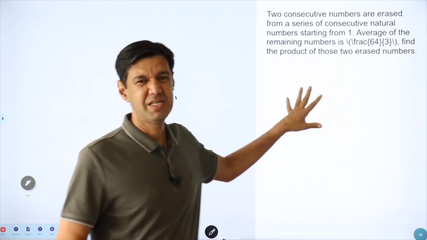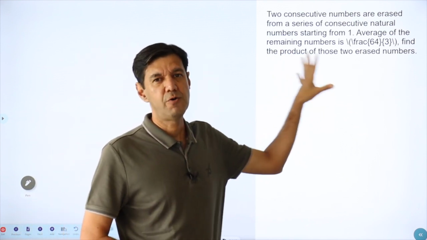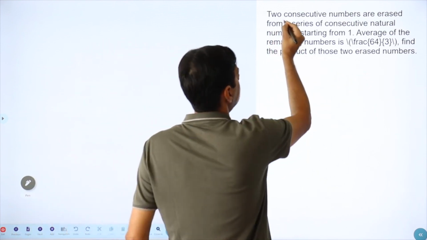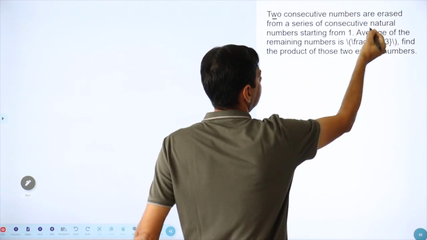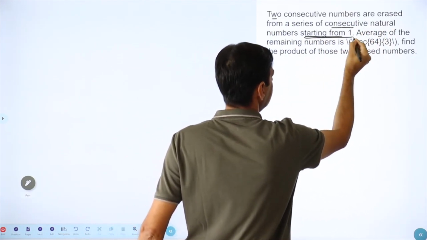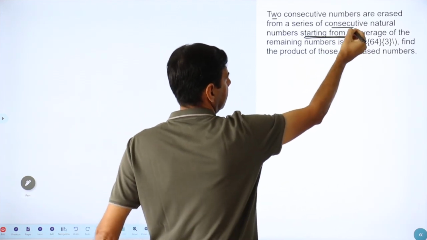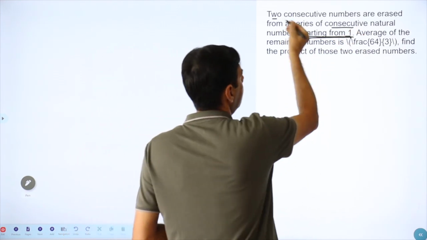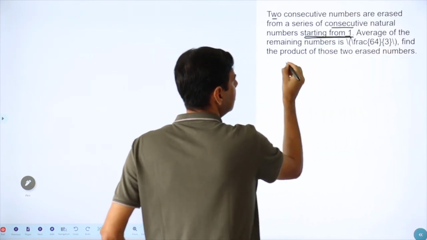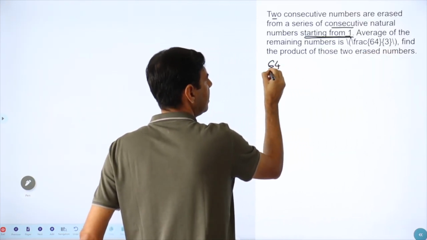This by now should be a standard question. However, students don't get used to it. So we have it here again. Two consecutive numbers are erased from consecutive natural numbers starting from 1. You need to do this check. Okay, so it's from 1, 2, 3, 4. Two numbers are erased and the average of the remaining, this is just a fraction, becomes 64 by 3.